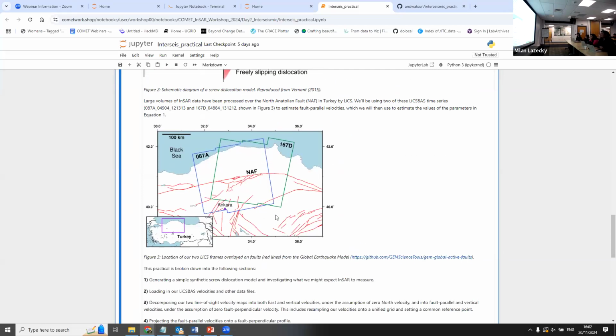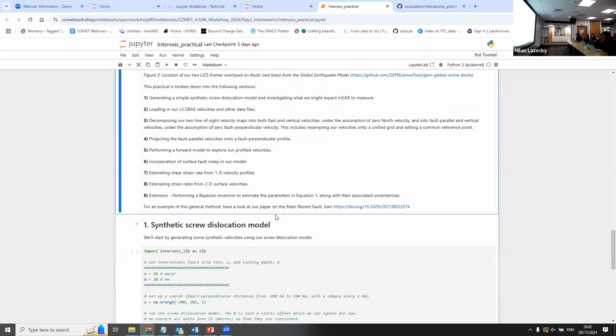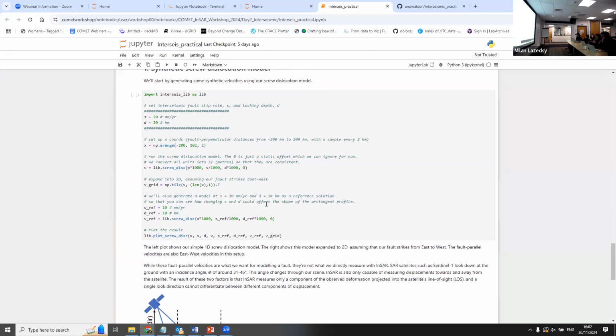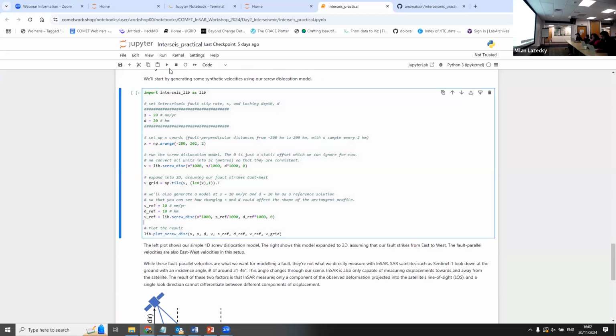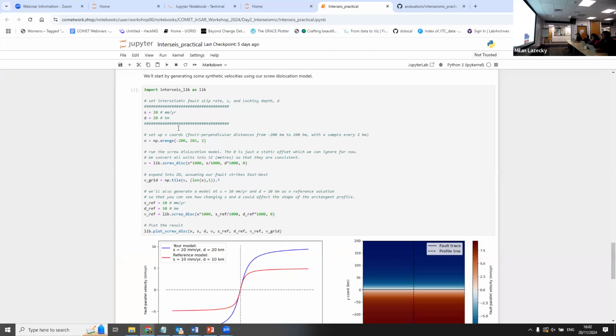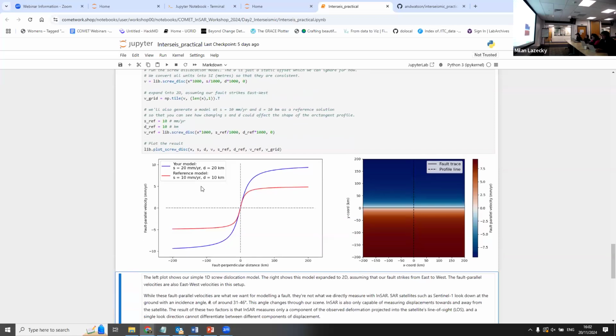We will choose the North Anatolian fault as the example because this fault is very active and very long, and it has already caused a lot of earthquakes. It is a structural fault. Let's start by generating some synthetic velocities using our screw dislocation model. You can set the parameters, slip rate and locking depth, manually, and show the interseismic deformation in 1D and 2D.